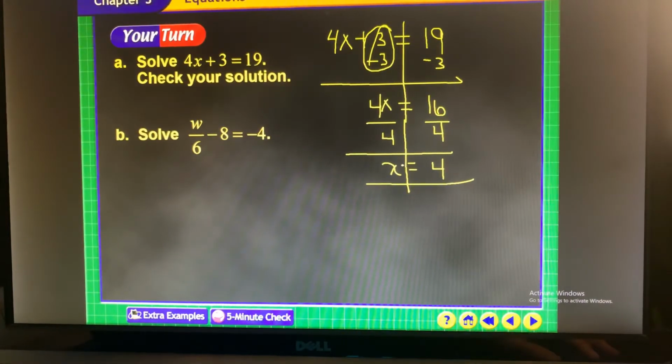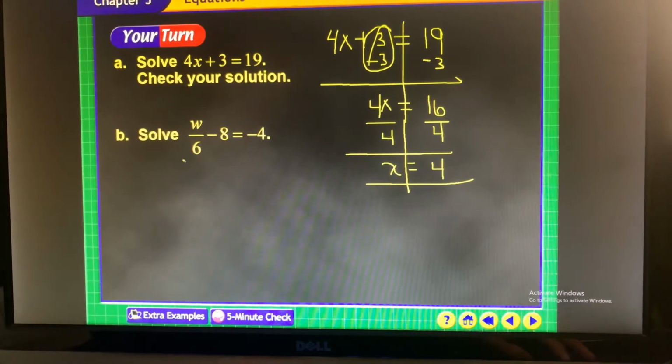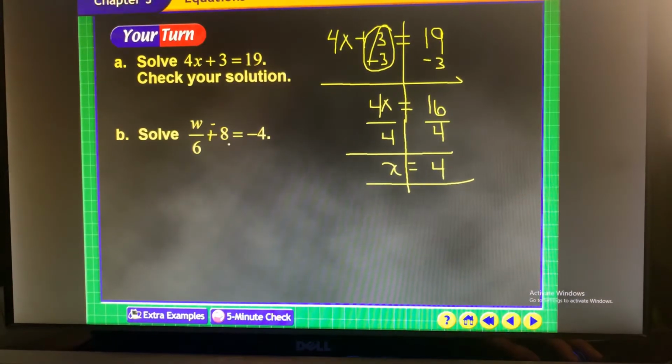And then you go ahead and check it. 4 times 4 is 16, plus 3 is 19. It checks. Here, make sure you plus negative. Add 8 to both sides.